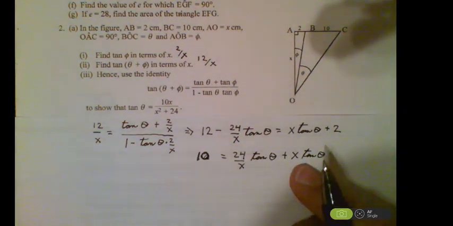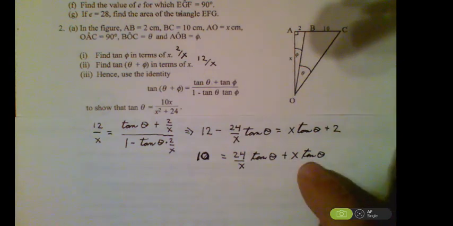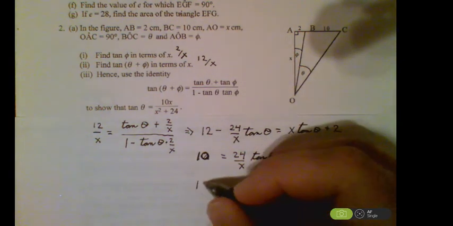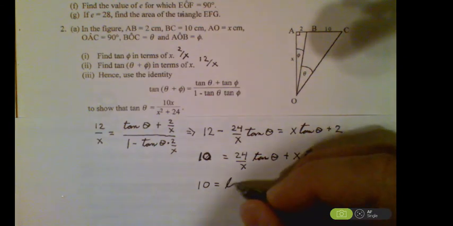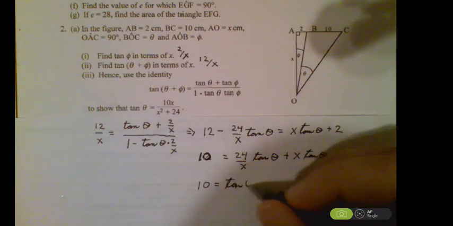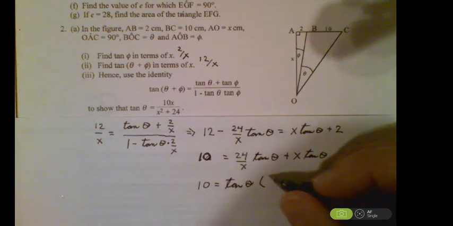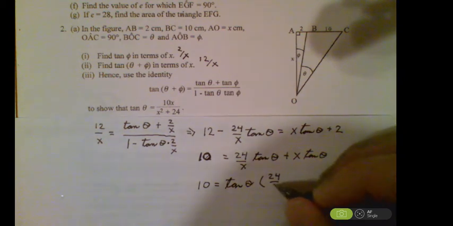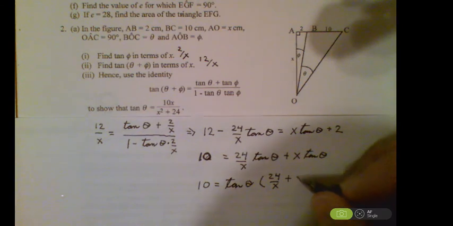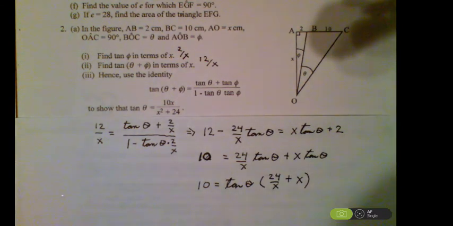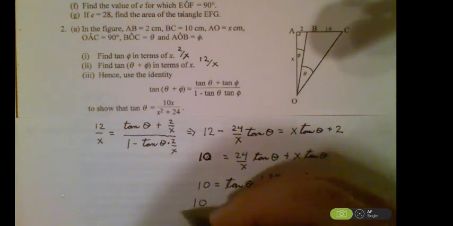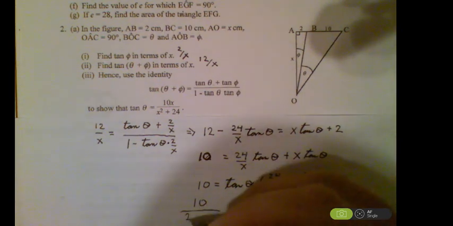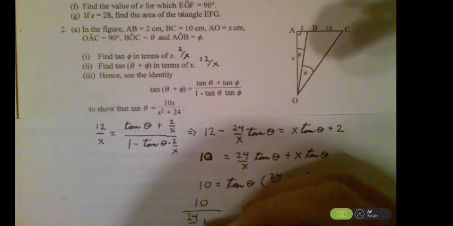So now that I have my tangents on the same side, I can just factor them out as a greatest common factor. On that side, if I factor out tan theta, left over I would have my 24 over x plus x. And now to get tangent theta by itself, I could just divide this over to the other side. So now I've got my 10 over 24 over x plus x equals tan theta.